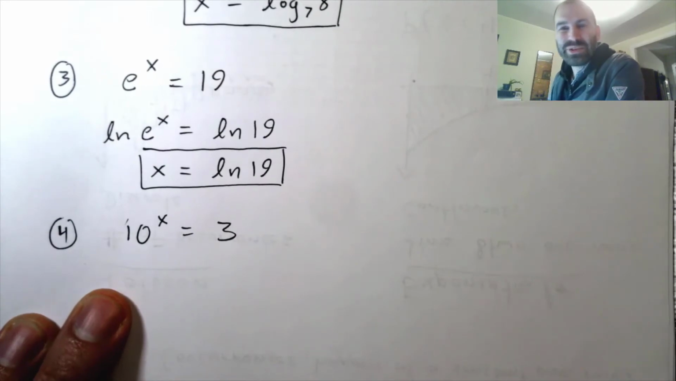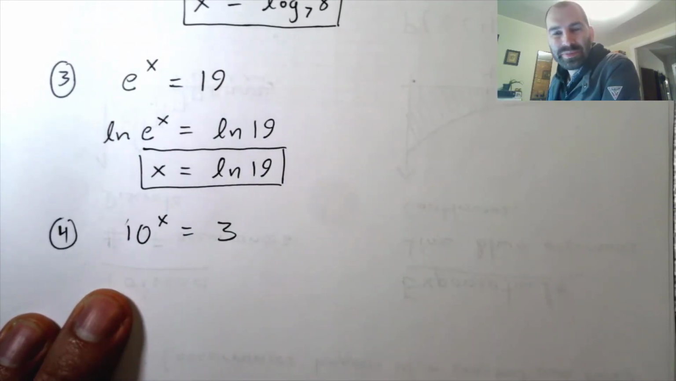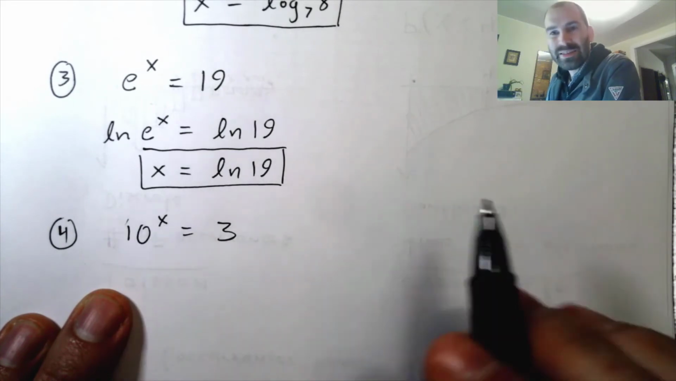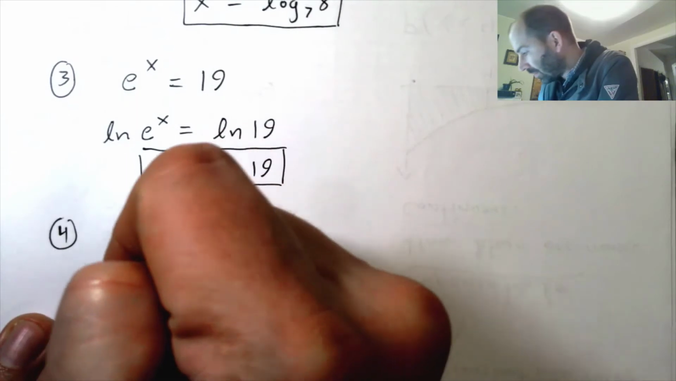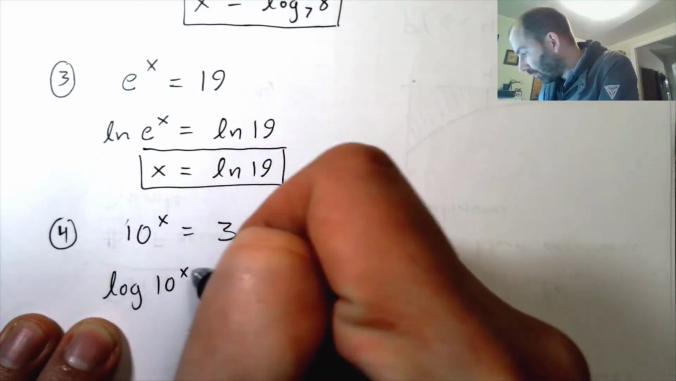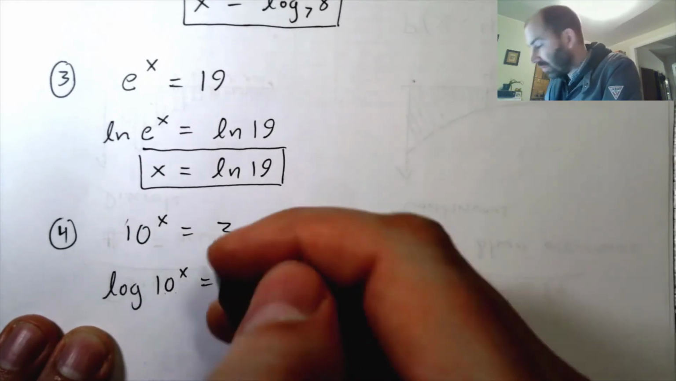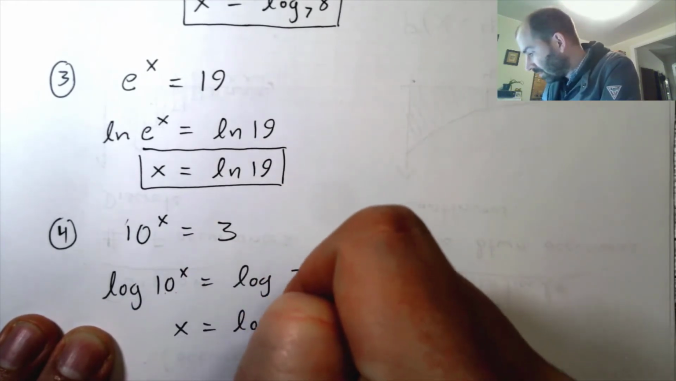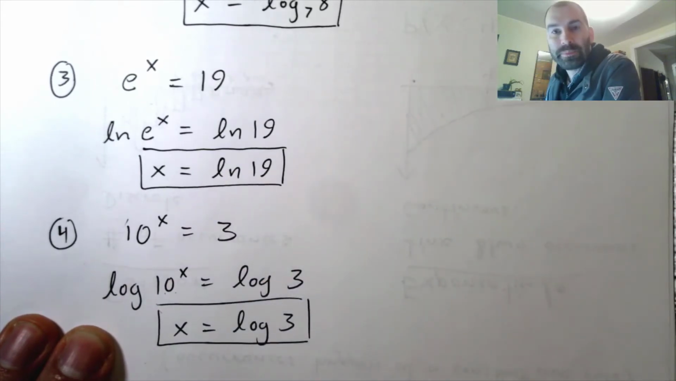10 to the x equals 3. I've got to apply the inverse function. What's the inverse function to 10 to the x? It's log base 10. What do we call log base 10? Just log, right? So I'm going to take the log of both sides. These are inverses, so this gives me x. So there's my answer. x is log of 3.